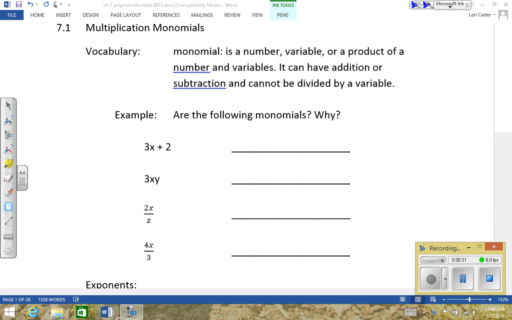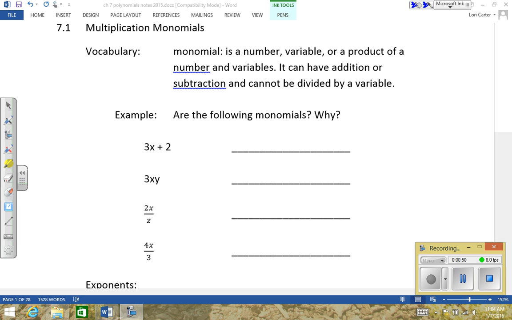After geometry. Okay, here we go. Now, a monomial is a single term. It can have multiplication in it. You cannot divide by a variable. It cannot have addition and subtraction, because once you put addition or subtraction, you have more than one term.